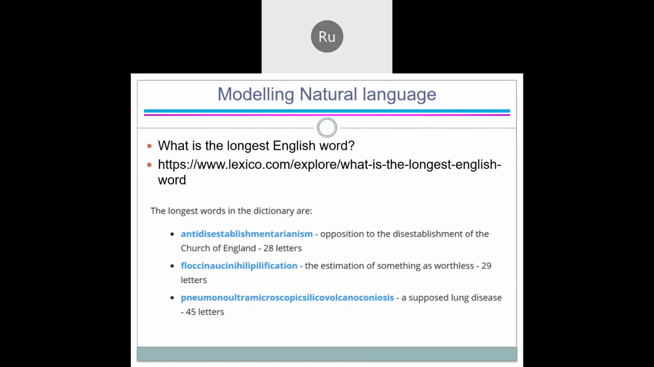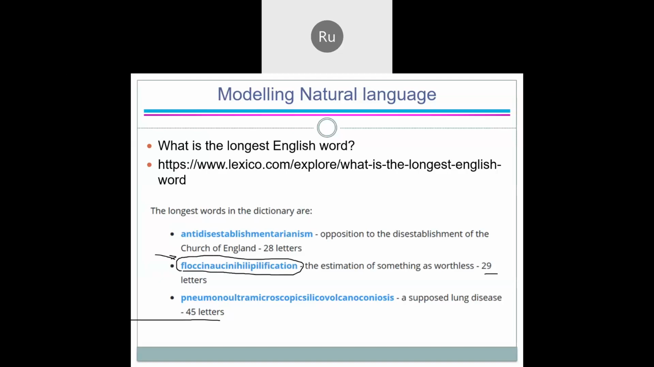For example, this is 45 letters. This is a supposed tongue disease. We have 29 letters, which is the estimation of something as worthless. So if you want to say something which nobody understands, then you show this one.